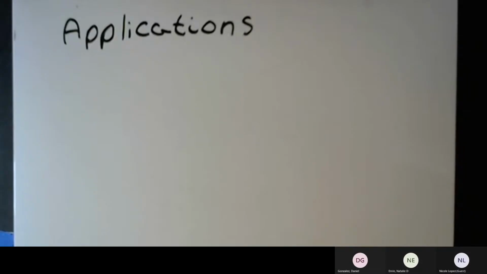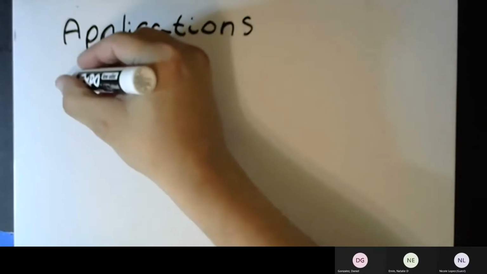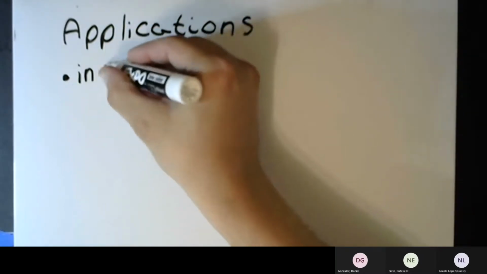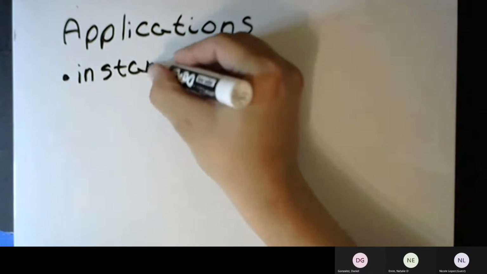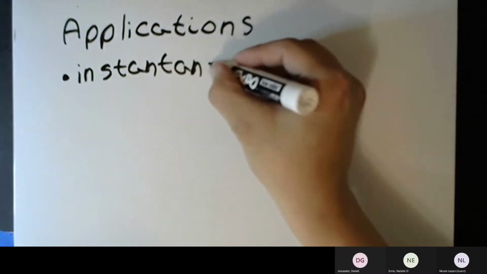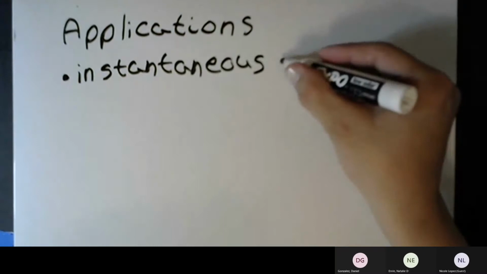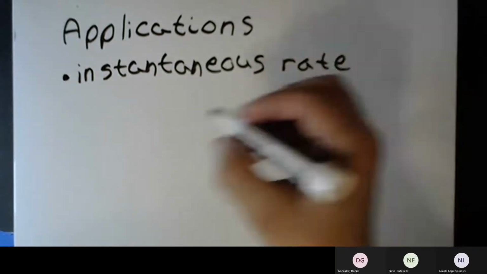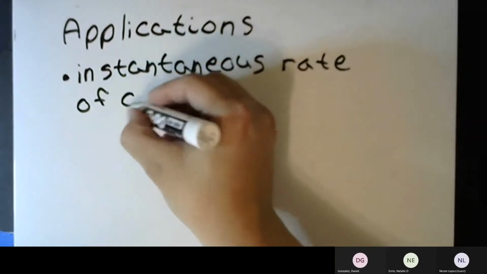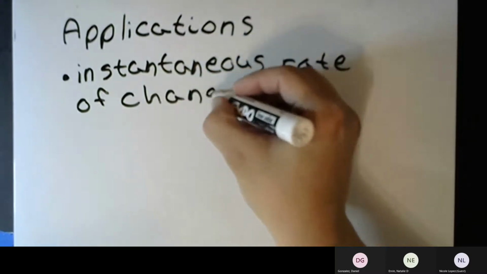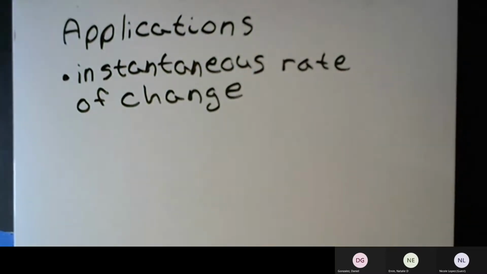And there's basically three applications we're going to look at. One is what it's called the instantaneous rate of change. And I'm going to go through an example here. Let's see. Let's take a look at this.